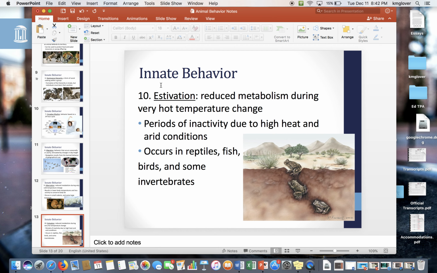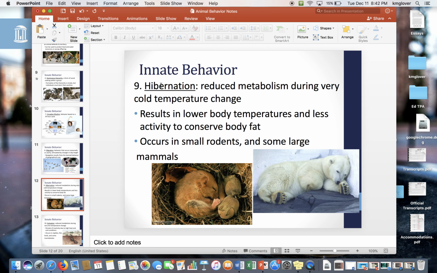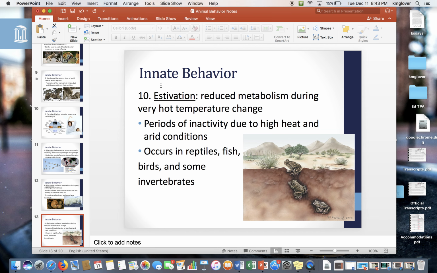And estivation is just the opposite. These are when animals are going to reduce their metabolism during very hot temperatures. Okay, so hibernation is when they reduce metabolism during cold temperatures, but some actually do it during really hot temperatures. A good example, actually, many reptiles will go underground where it's cooler during some really hot, dry seasons. Fish do it, birds do it, and some invertebrates actually do it. So again, it's periods of inactivity due to high heat and really, really dry conditions.